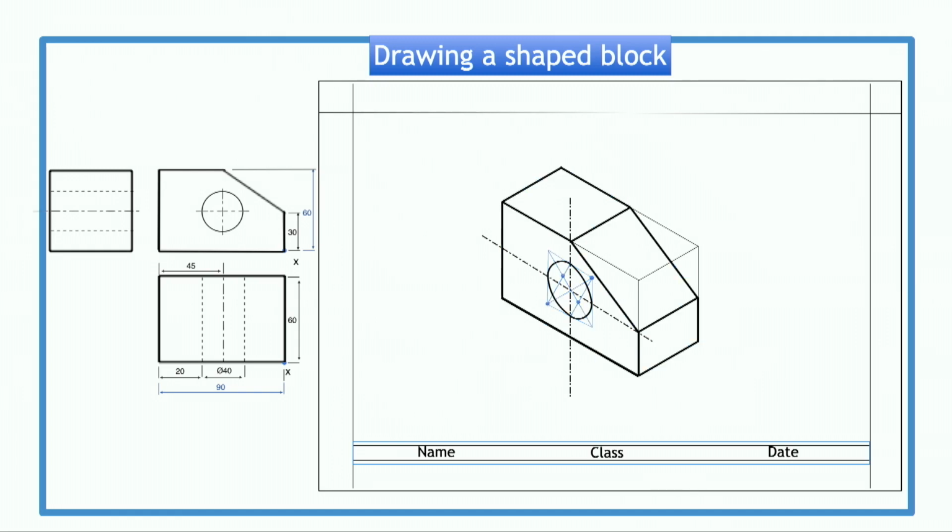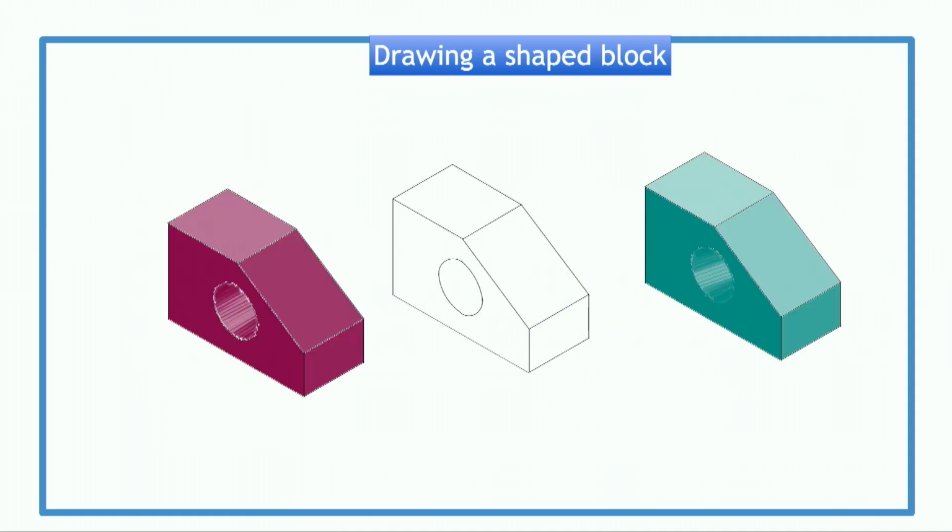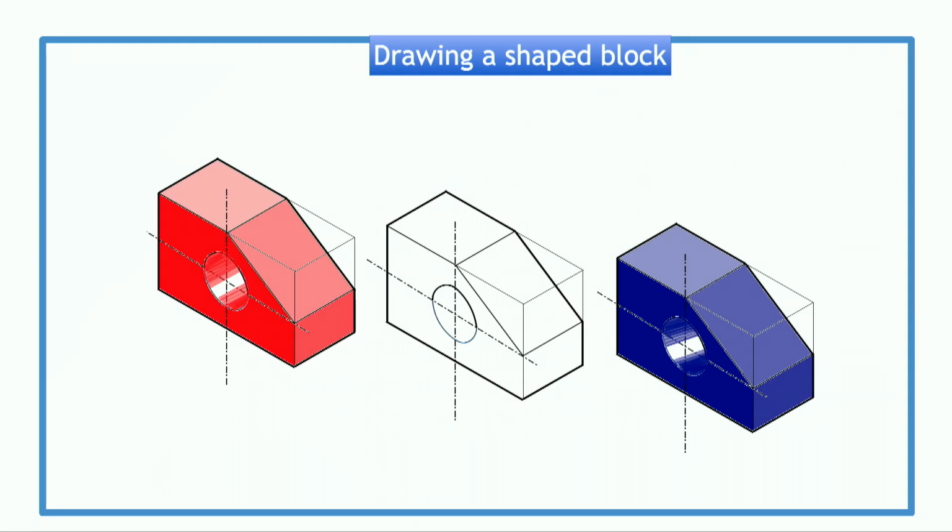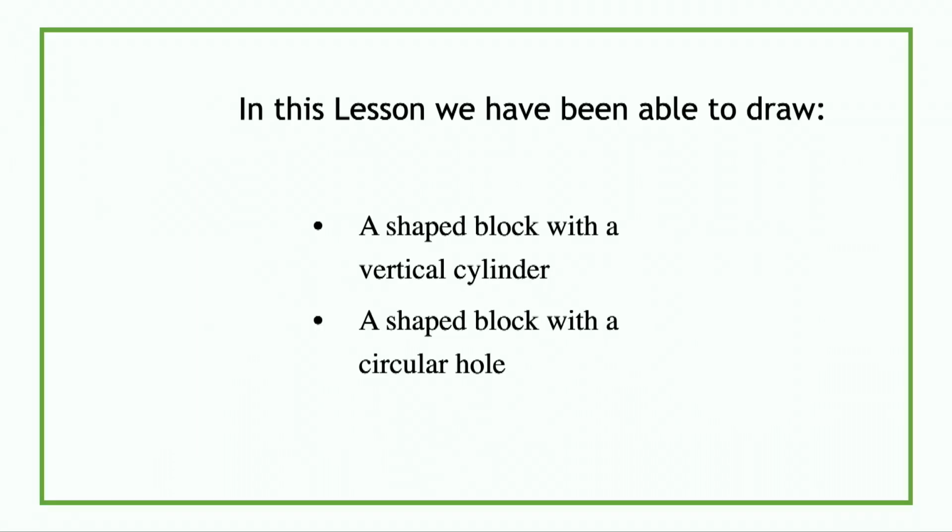We then outline in the outer visible edges in thick lines. This is what you can see with rendering. As you see, rendering the block will greatly enhance its appearance. In this lesson, we have been able to draw a shaped block with a vertical cylinder and shaped blocks with a circular hole.